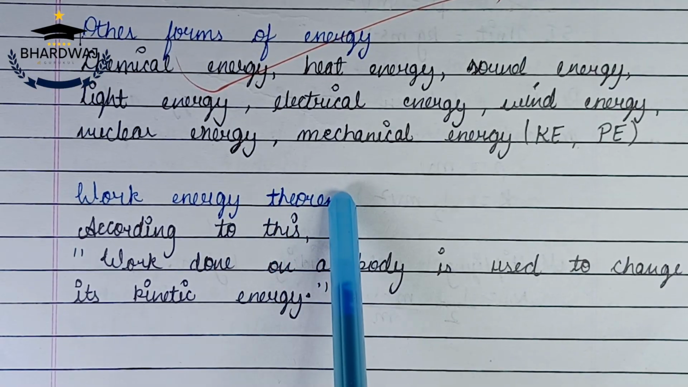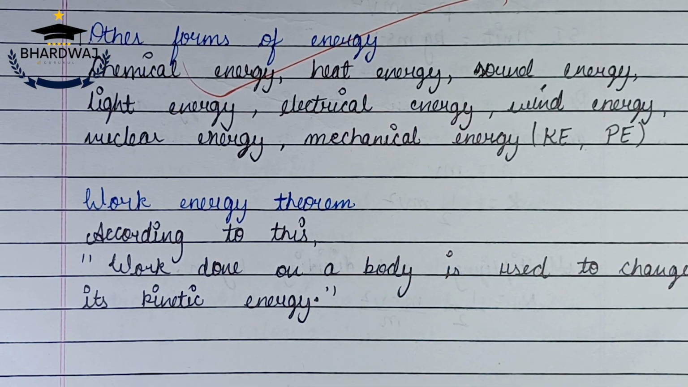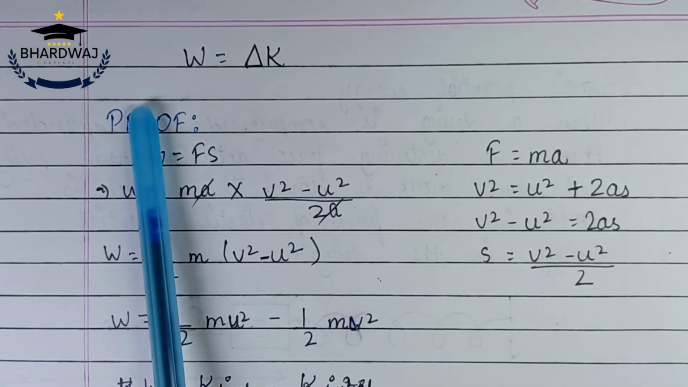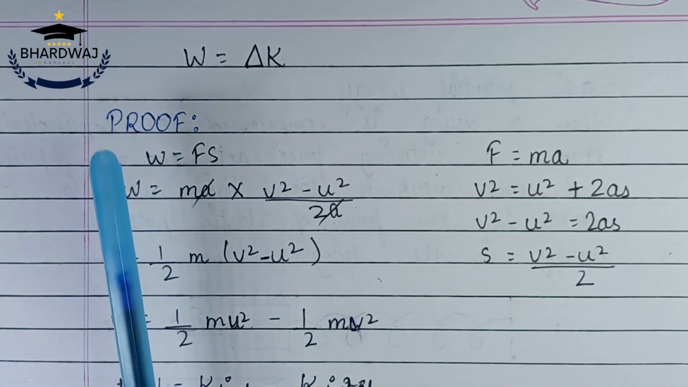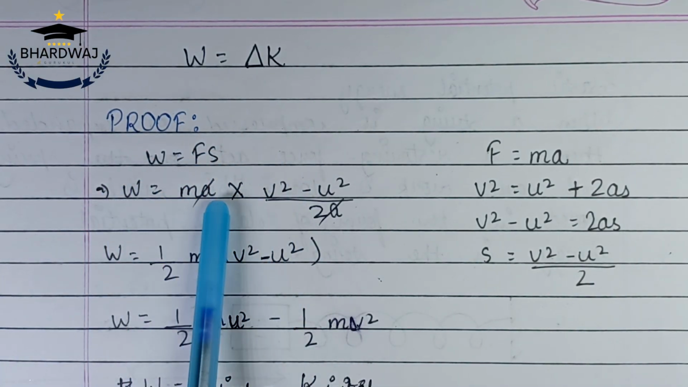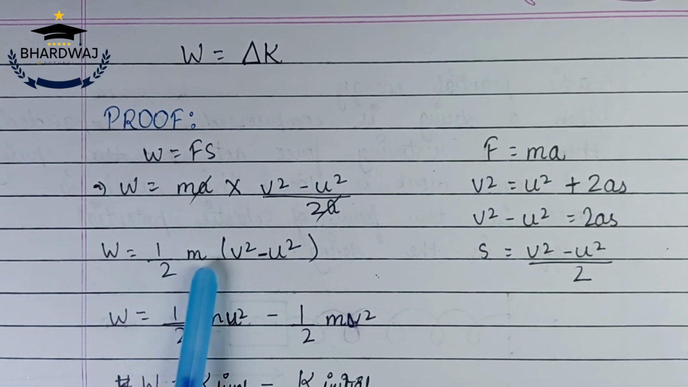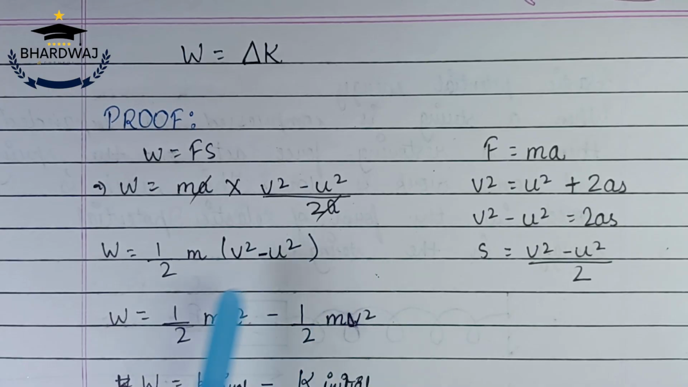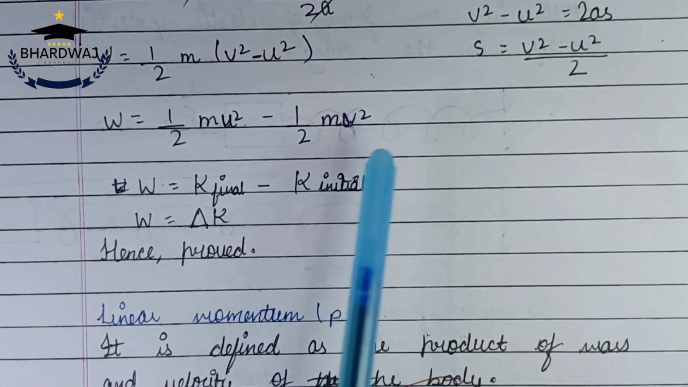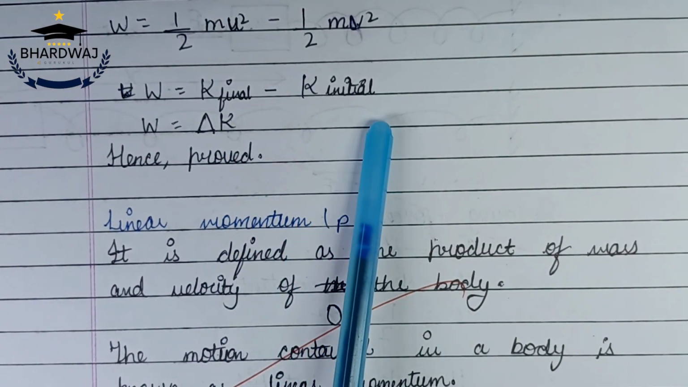Work energy theorem. According to this, work done on a body is used to change its kinetic energy. So the formula for work energy theorem is W equals delta K. Proof: W equals Fs, W equals ma into (v square minus u square) upon 2a. W equals 1 by 2 m (v square minus u square). So W equals 1 by 2 mv square minus 1 by 2 mu square. So W equals final kinetic energy minus initial kinetic energy.